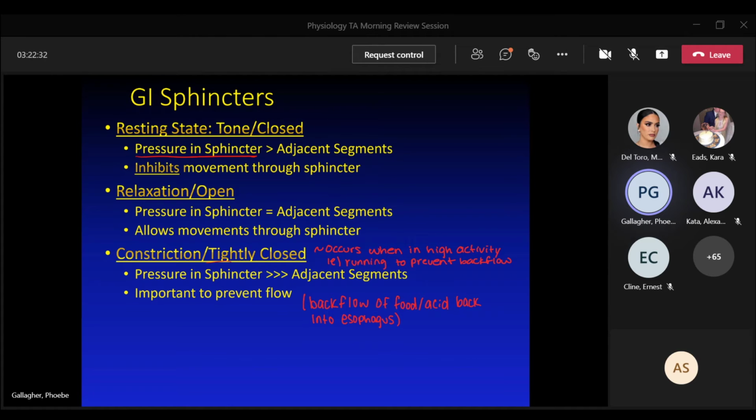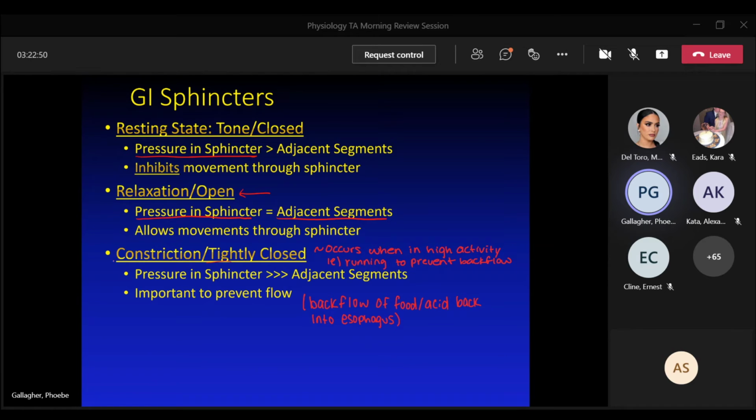As soon as you eat something and you're swallowing it, that's when the pressure in your sphincter is going to be equal to the adjacent segment. So food is able to enter the stomach through that sphincter. That's going to be the relaxed/open phase.